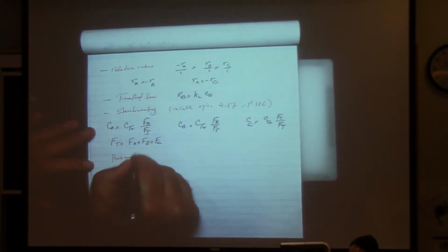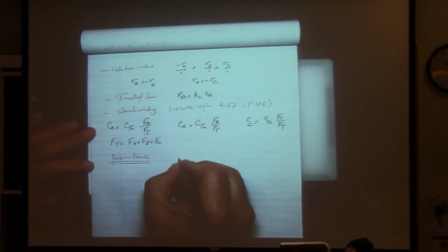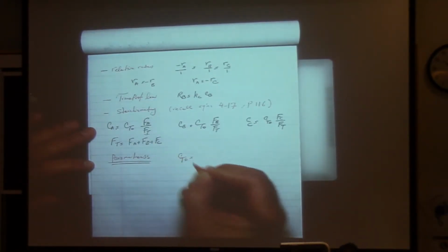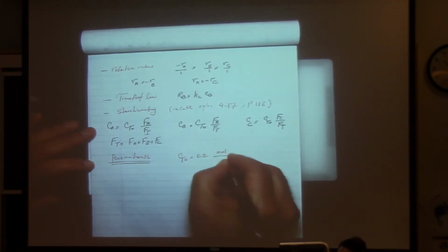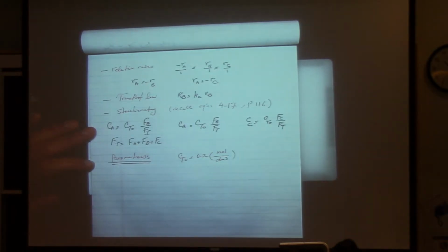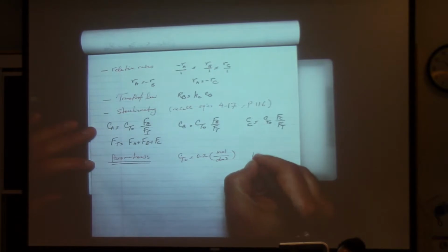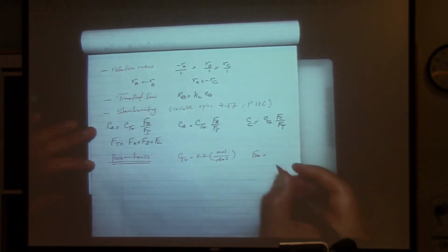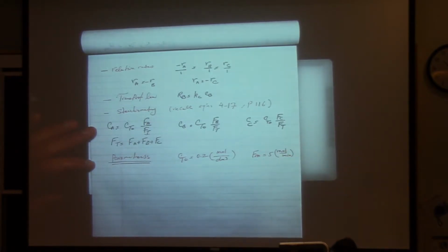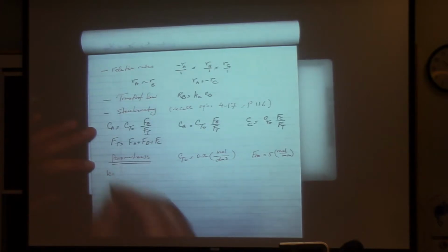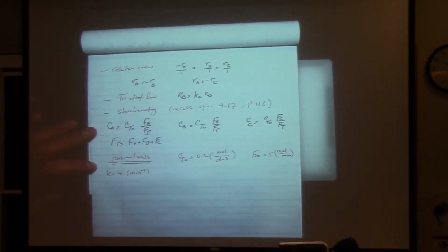So let's assume that we have the parameters. Like CT0 is going to be 0.2 mole per dm cubed. FA0 is 5 mole per minute. So k is 4 minute to the minus 1.